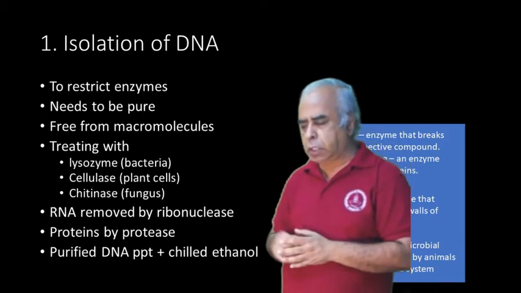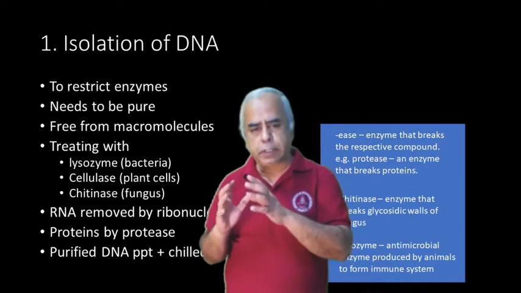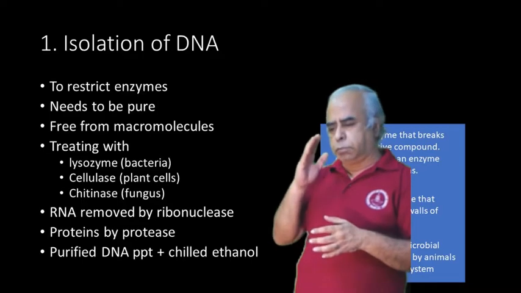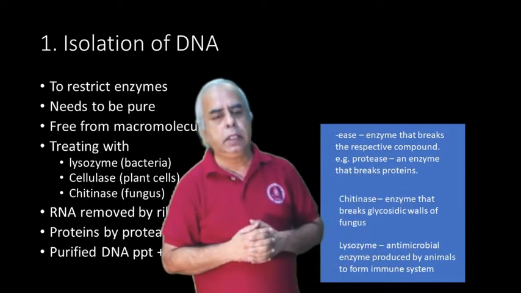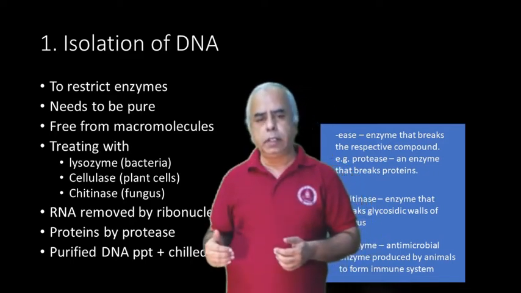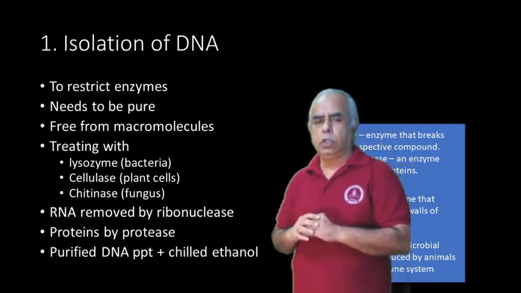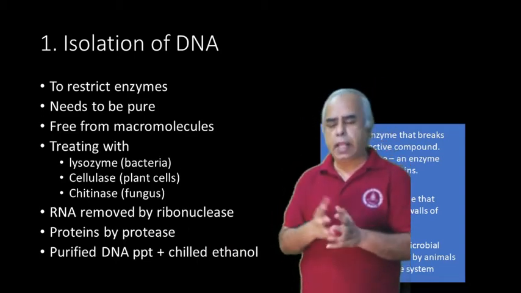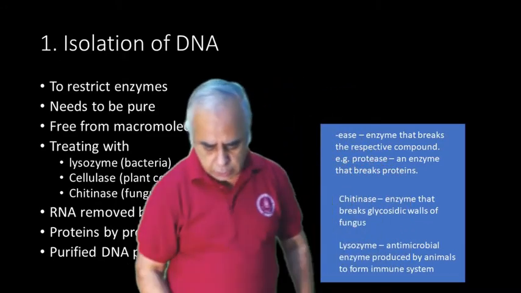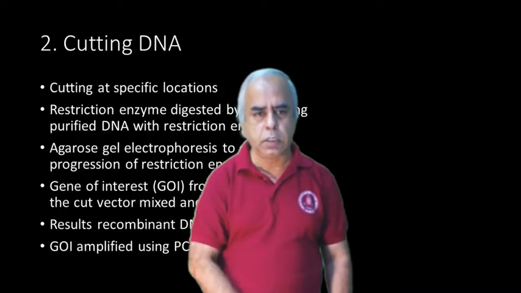As I already mentioned, ase is the suffix for an enzyme that is responsible for the cleavage of the respective compound. So when I say ribonuclease, it means the enzyme that breaks the RNA. And then protease, as I already told you, proteins are broken by the protease. And then further it is purified. Now you have got the purified DNA in the precipitate form, and that is blended with chilled ethanol. Ethanol, that is ethyl alcohol, C2H5OH, that is the spirit.